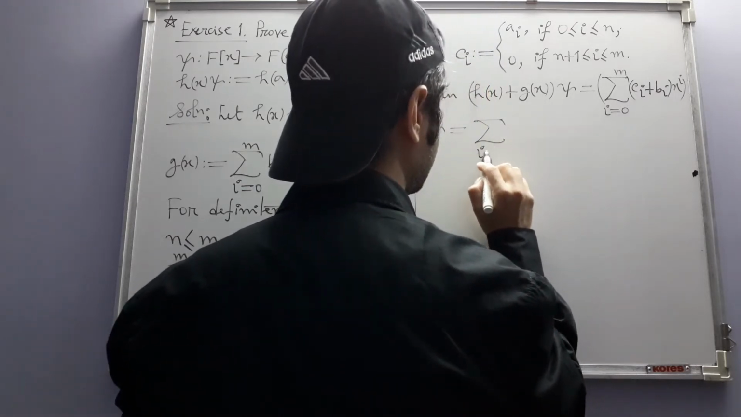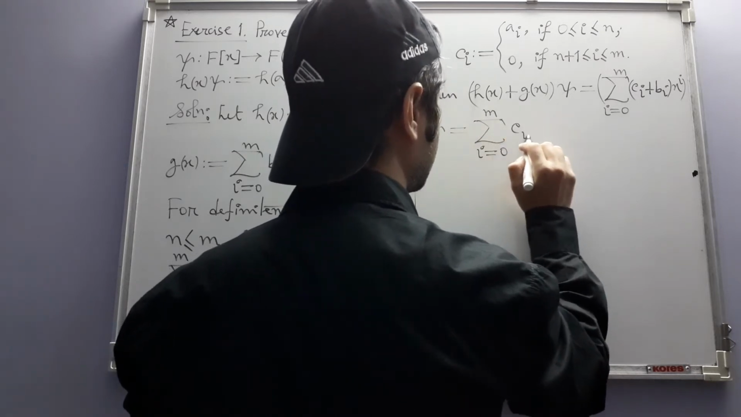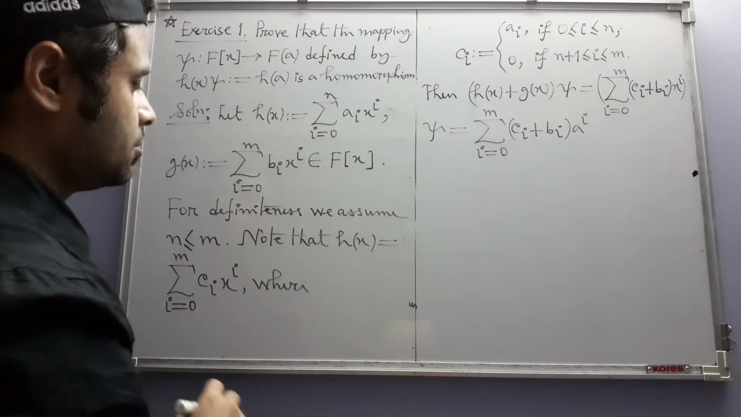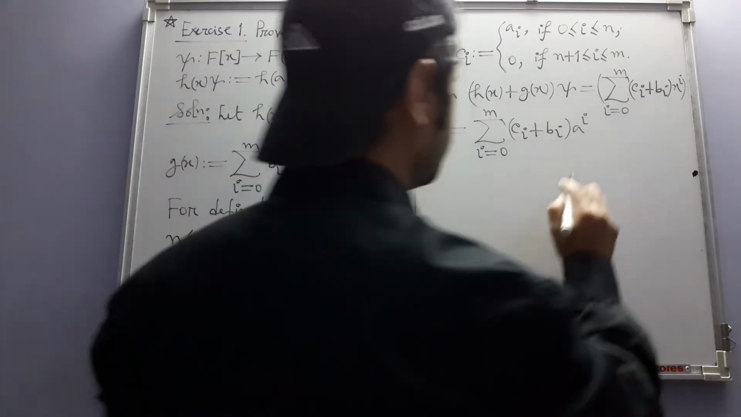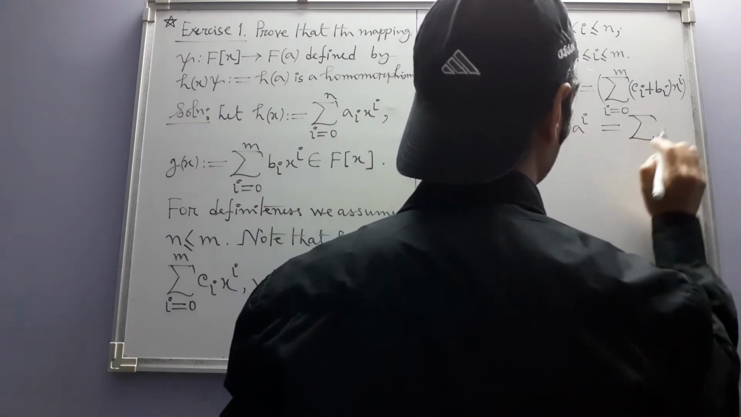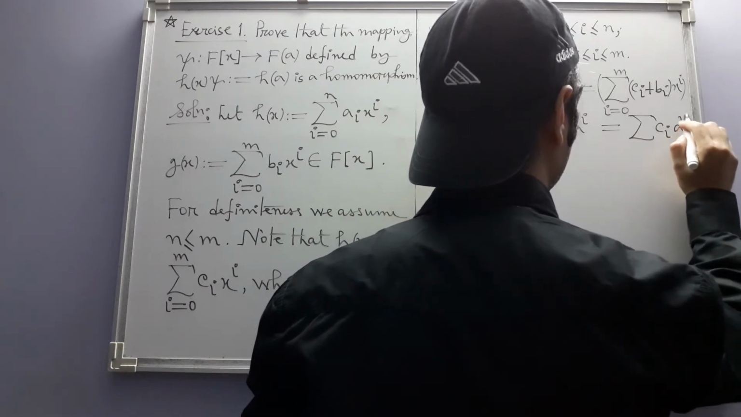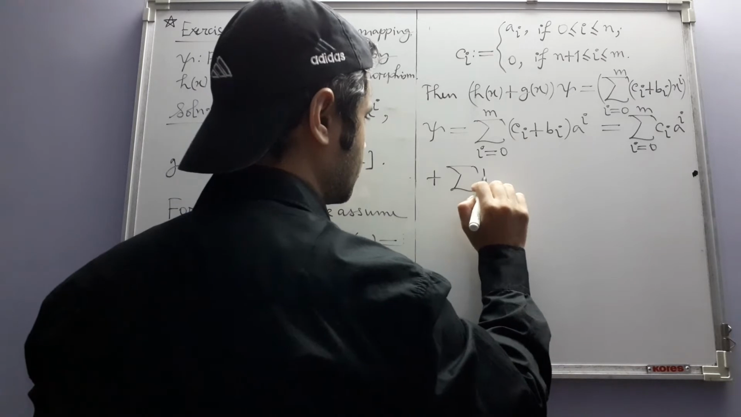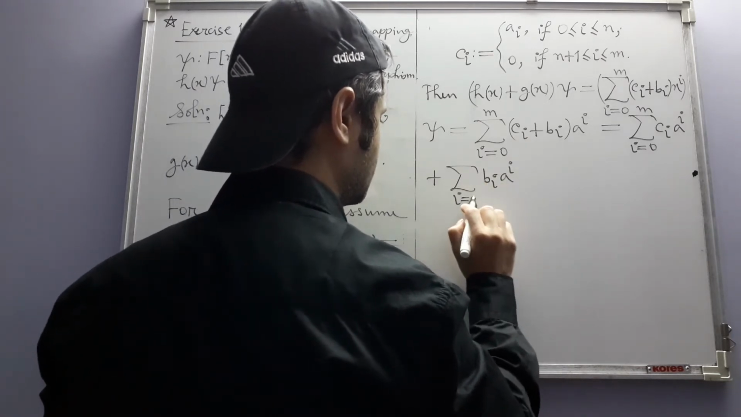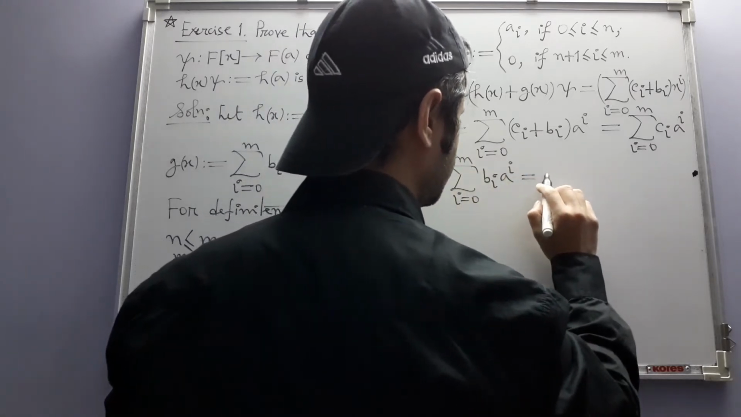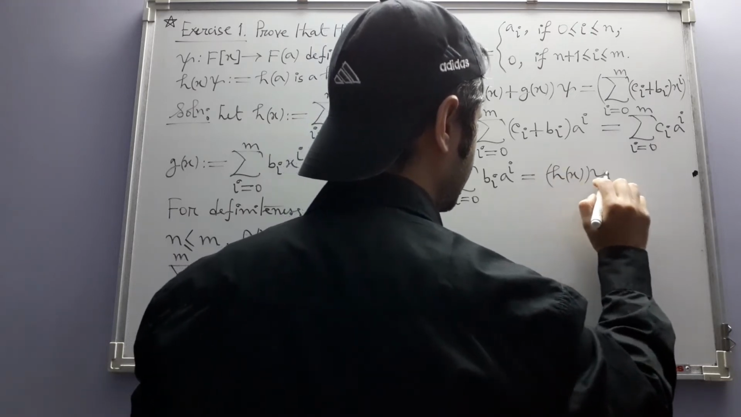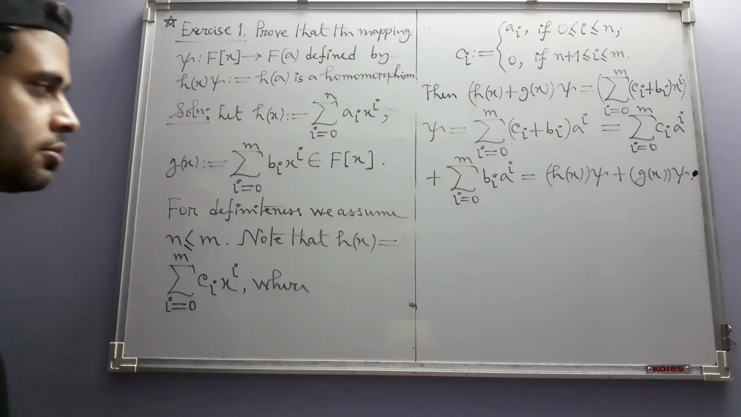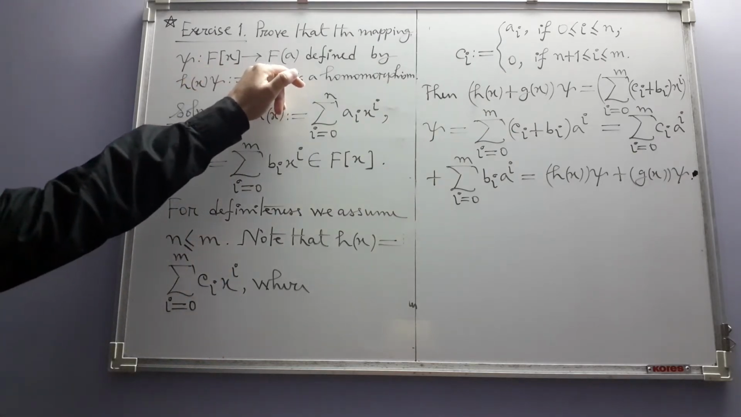Okay, so the sum from 0 to m of (ci plus bi) a to the power i. Now, using the fact that F[a] is a field, with all its field axioms, we can write this as a sum of two elements: the sum of ci a to the power i, as i varies from 0 to m, and the sum of bi a to the power i. So this is nothing but psi applied on h(x), and this one is psi applied on g(x). So psi respects addition between these two rings.